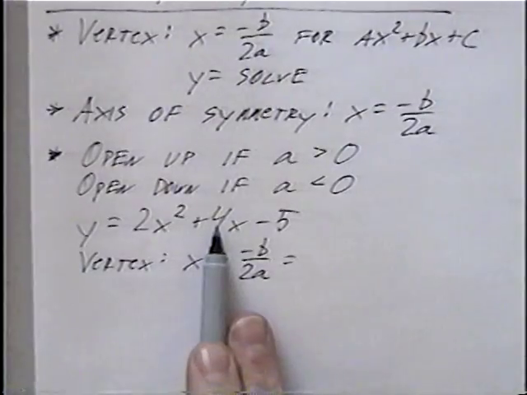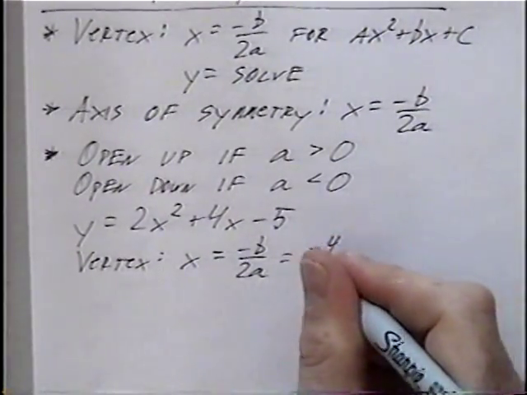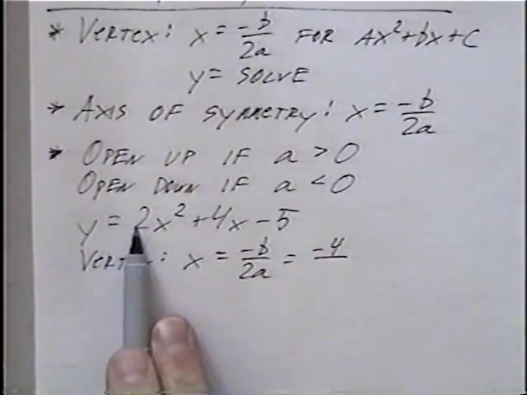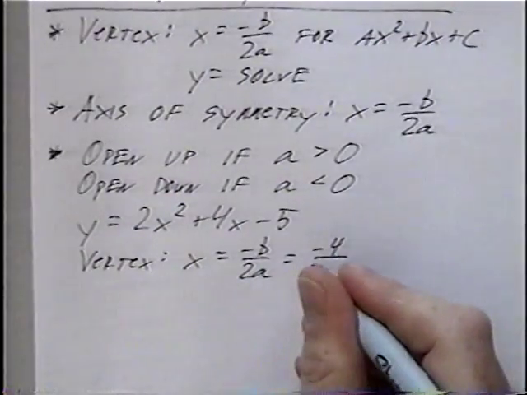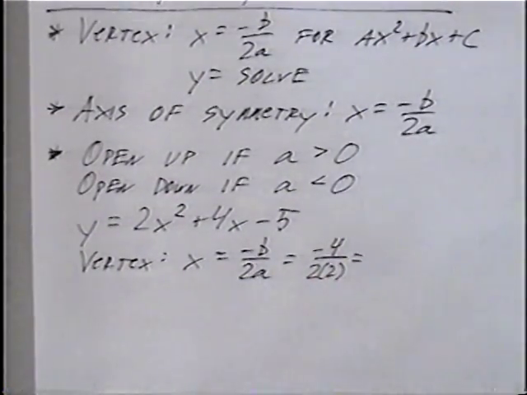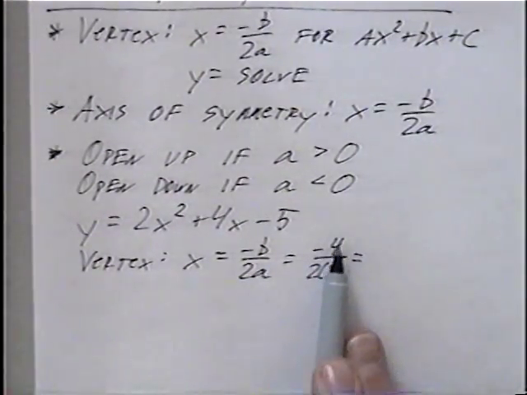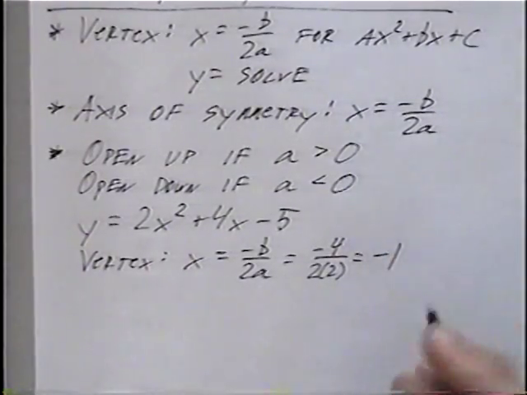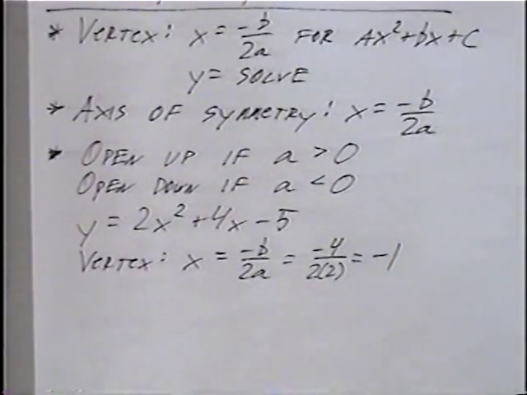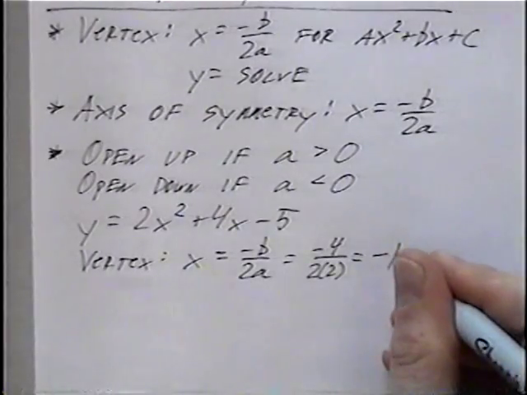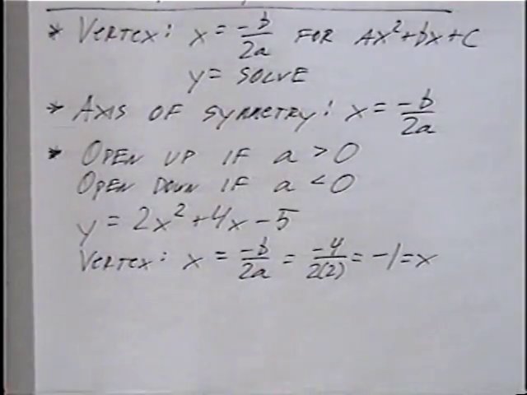So negative b, middle number is 4, which would be negative 4. 2 times a is the first number, which is 2, so 2 times 2. 2 times 2 would be 4, 4 divided by 4 would be 1, and have a negative on there, so it's negative 1. This is what x is equal to for the vertex.